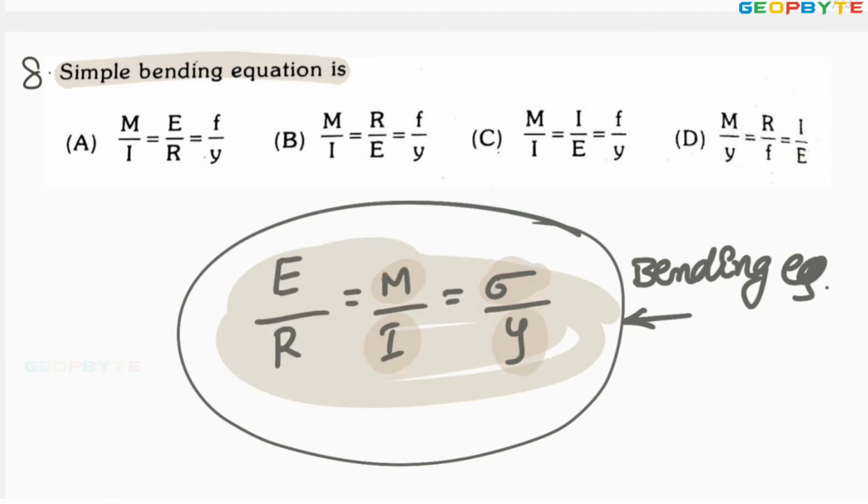Look at the options. Option A, E by R equal to M by I equal to F by Y. Here they might have used the symbol F for stress. Generally it is denoted by sigma, no problem. Therefore option A is the bending equation. I hope you understood. Let us go for the next problem.